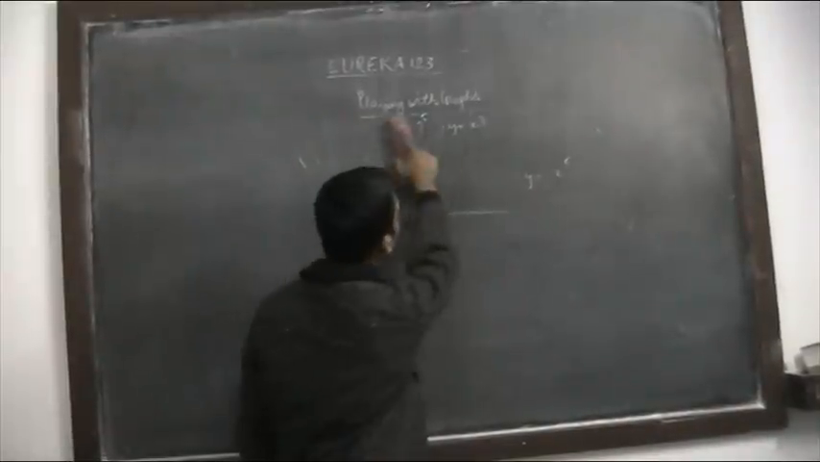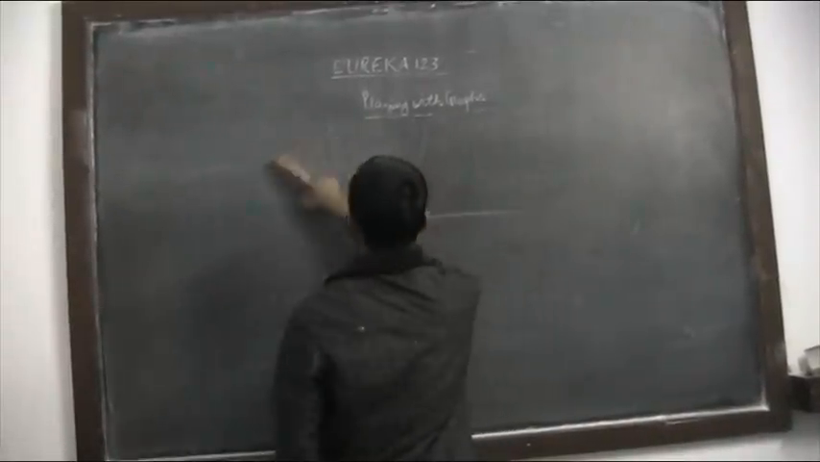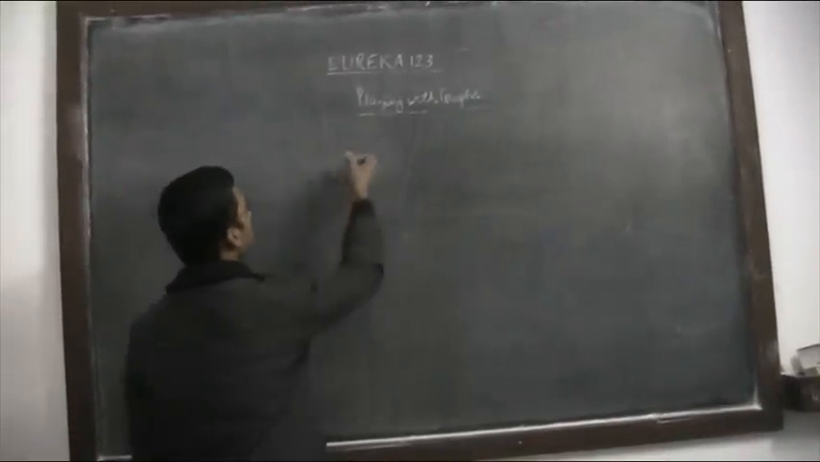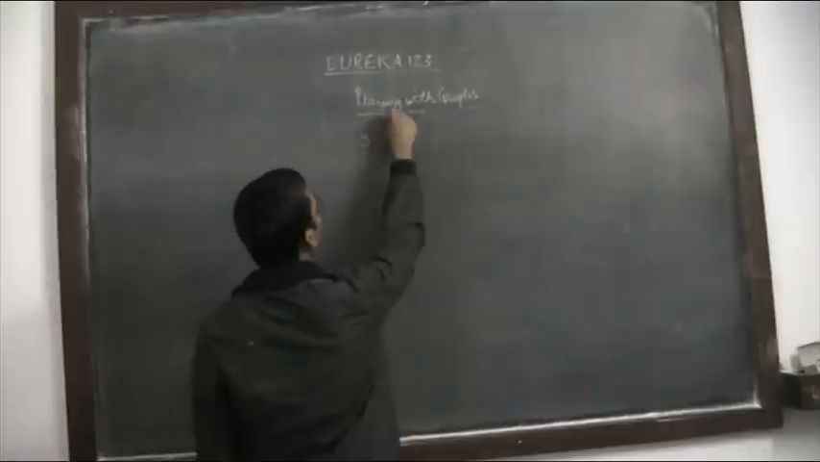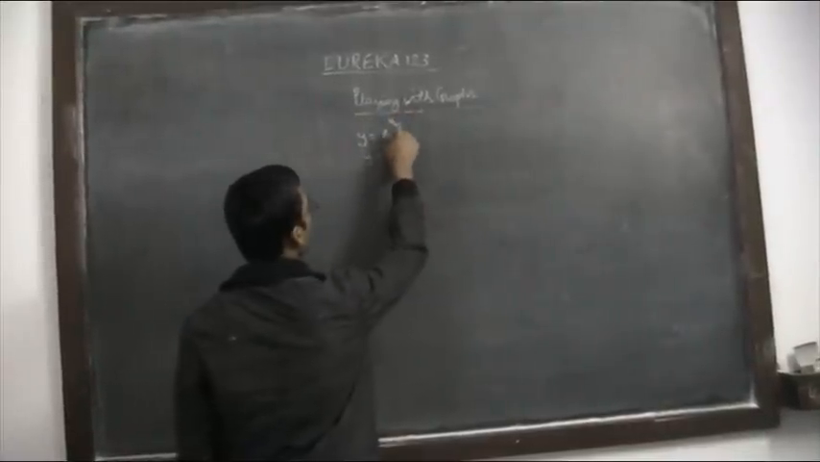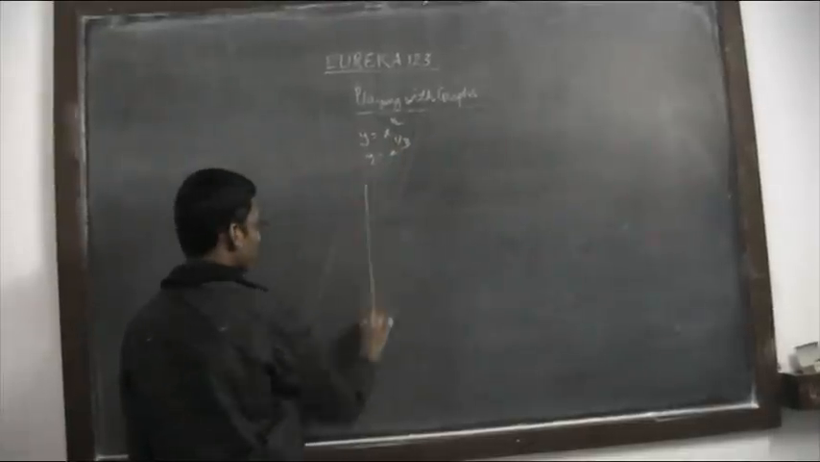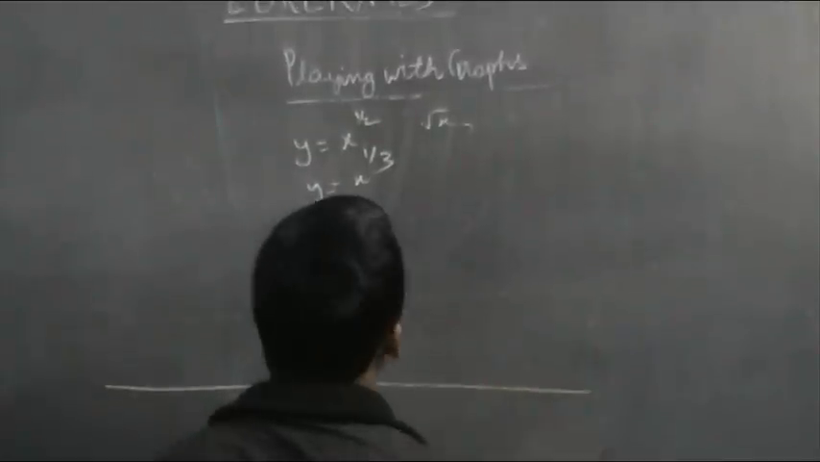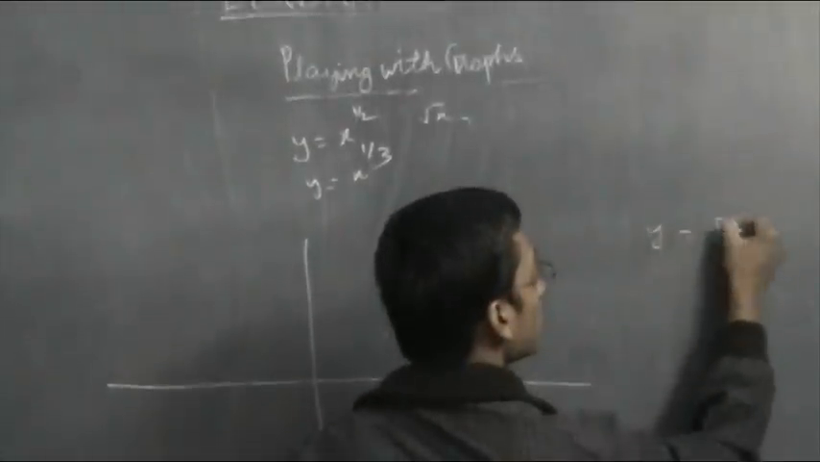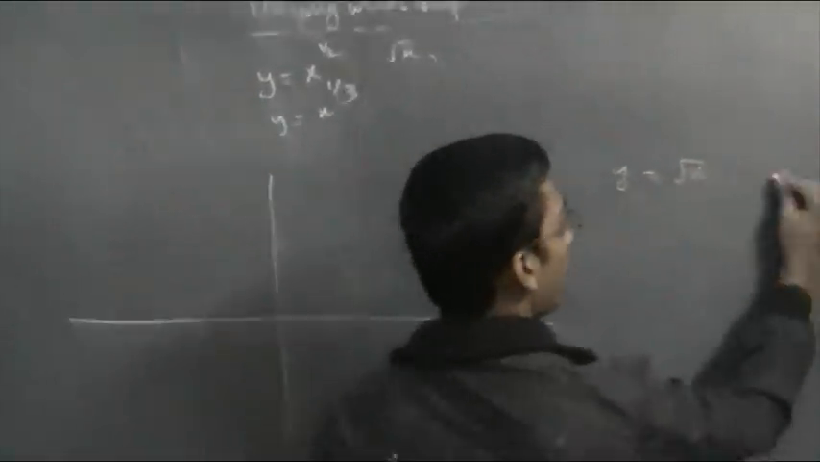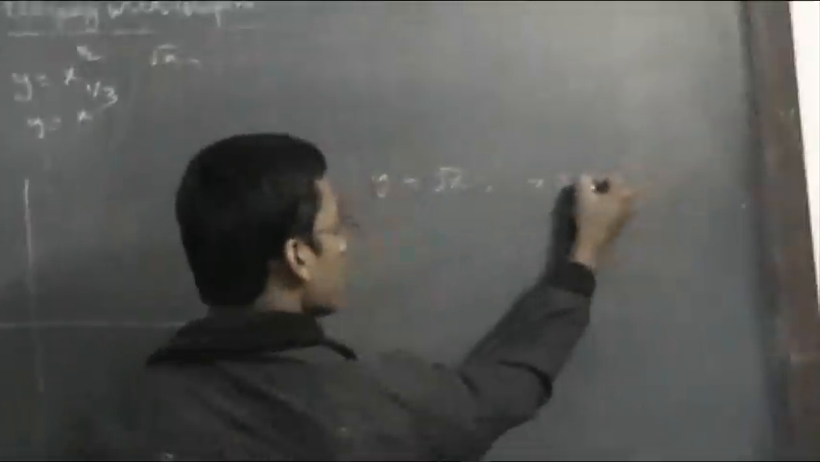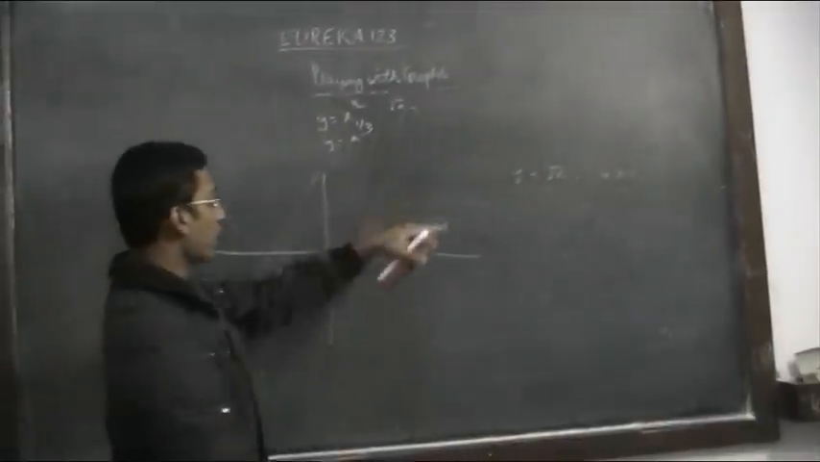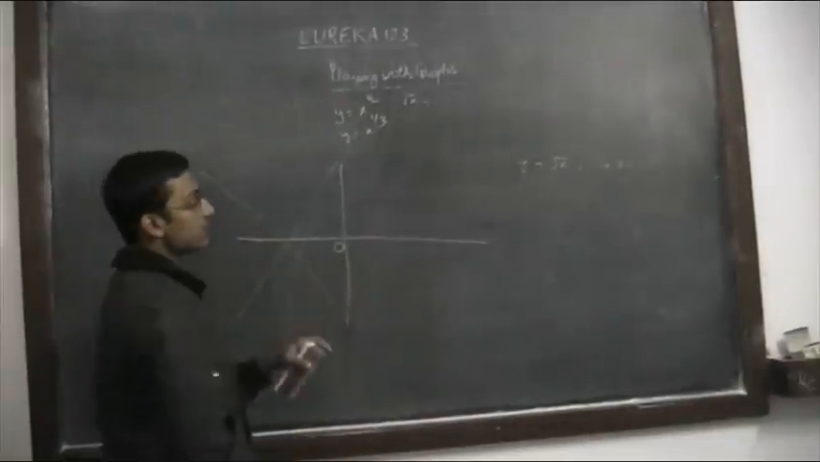Now here the powers we have taken it to be integer, but what if the powers are not integers? For example, we have to draw y equals x to the power half, or y equals x to the power 1 by 3 and so on. This is root x. Now y equals root x. What is the domain? X is greater than or equal to 0. Therefore, we will have nothing in this region because x cannot be negative. So we will have nothing in this region.